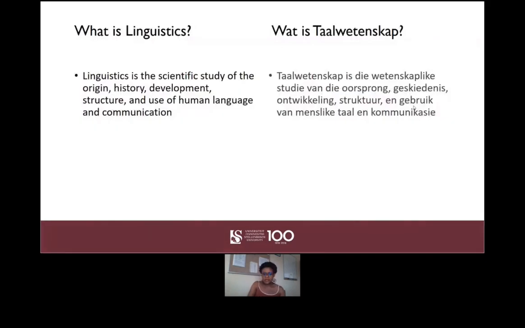So what is linguistics? Linguistics is the scientific study of the origin, history, development, structure, and use of human language and communication. And when we talk about linguistics, we're not talking about learning loads and loads of languages, but rather looking at how all languages work.